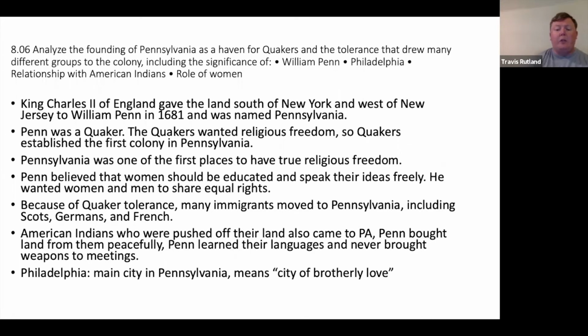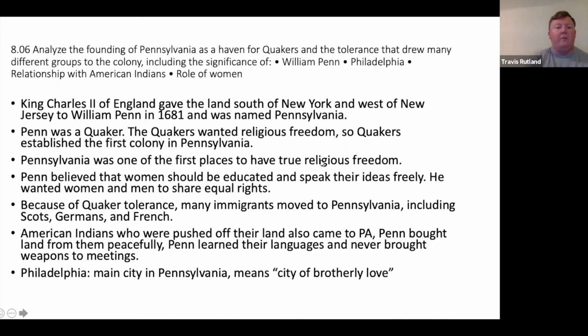American Indians who were pushed off their land also came to Pennsylvania. Penn bought land from them peacefully. He learned their languages, and he never brought weapons to meetings, which was a change for the Native Americans and the colonists. Philadelphia was the main city, meaning the city of brotherly love. So this was kind of Penn's perfect city, almost to a point.